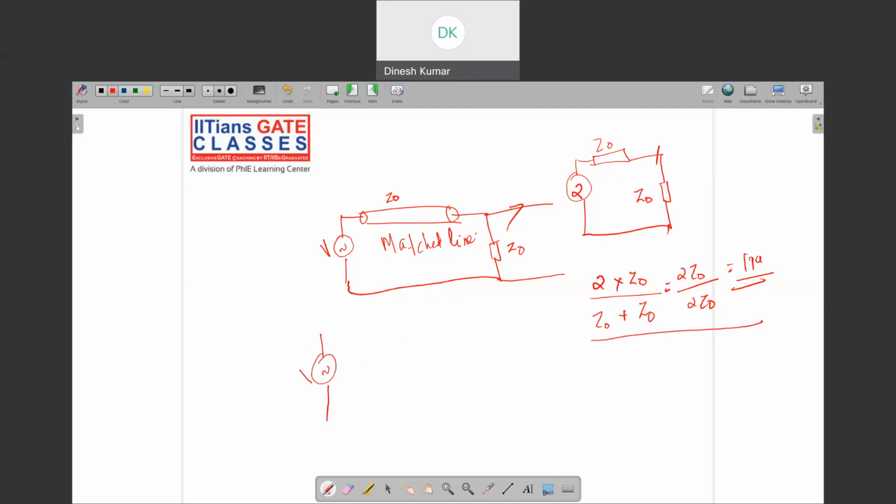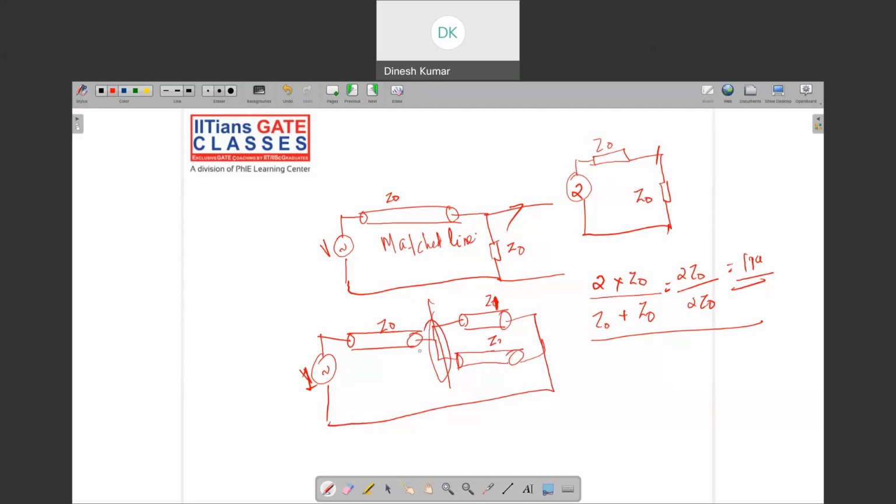This is the surge here, 1 per unit. Then it is connected to a transmission line of Z0. From here, two more transmission lines come, Z1 and Z2, and come back. Now we have to find the voltage at this particular node. What is the voltage we see here? So how will we find this?